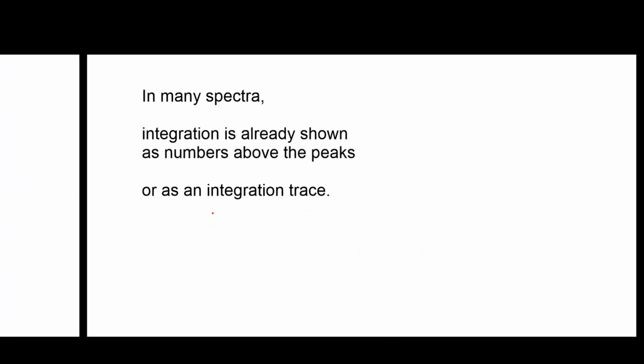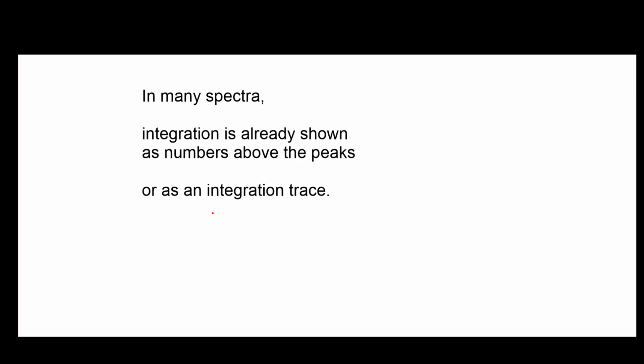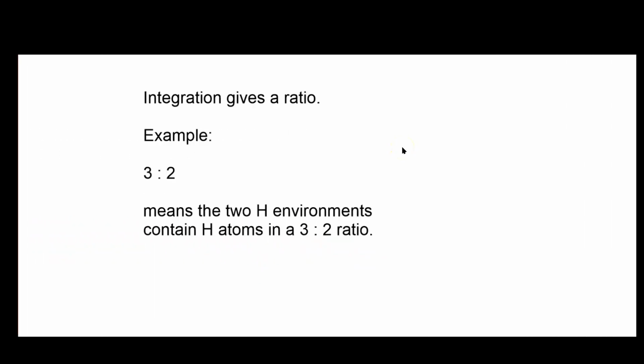You usually do not need to estimate the area by eye. Your job is to read the integration, then interpret the ratio correctly. Integration usually gives a ratio first. Sometimes this directly gives the number of hydrogens. Other times, we scale it using the molecular formula. So, ratio first, exact number later.